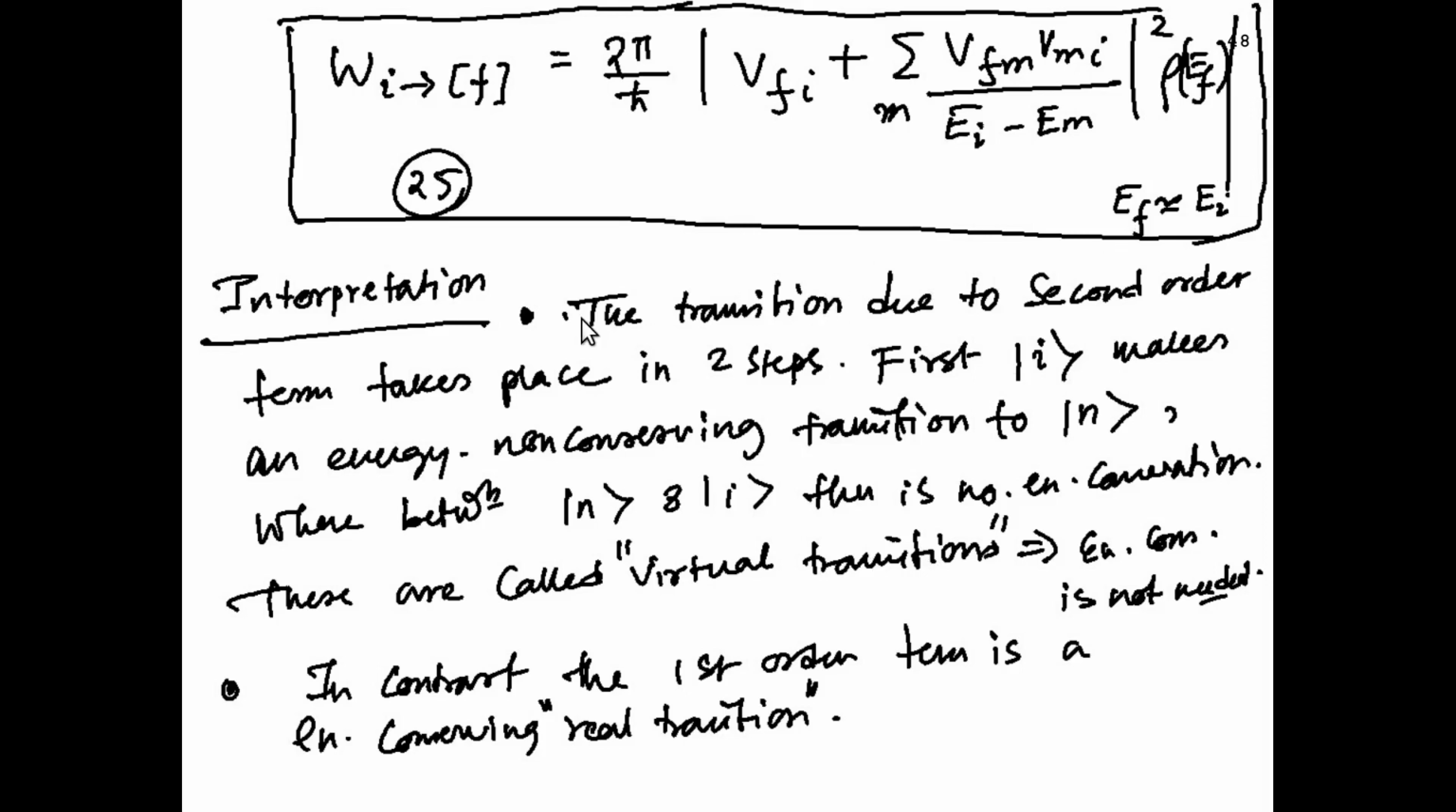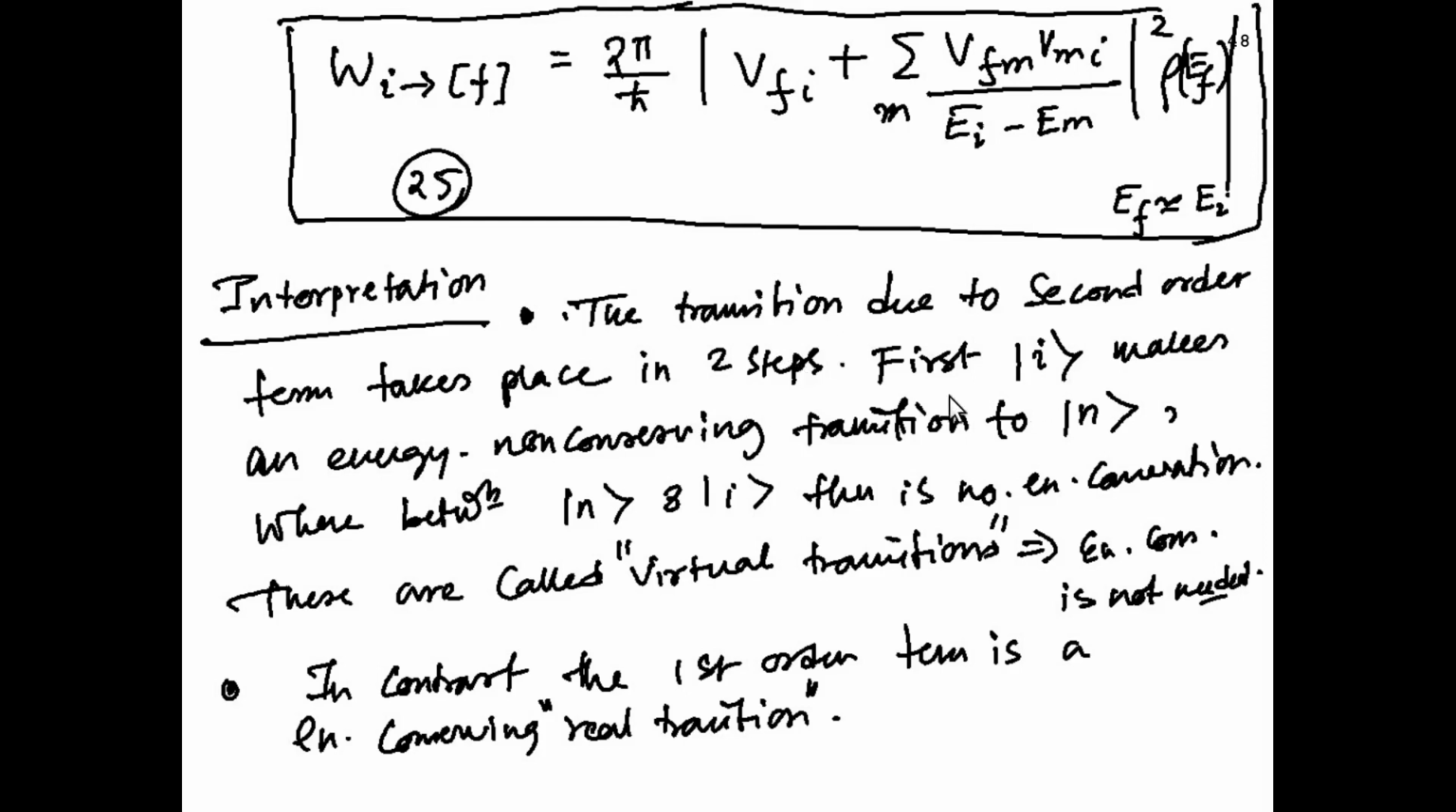So let's interpret this formula. The interpretation of the transition due to second order is already something familiar to you, because we have already gone through it when we did the Dyson series. It's very similar to what we did previously, but just in the context of this form. So the transition due to the second order term takes place in two steps. As we learned, the second order will have this intermediate step.